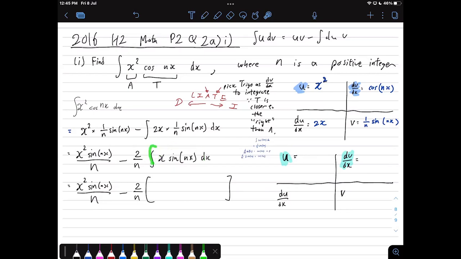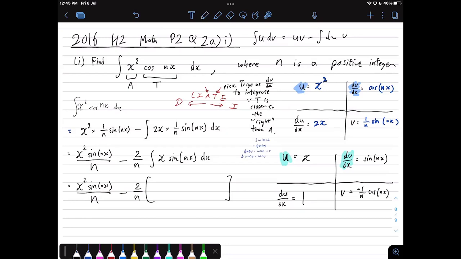Here's your new integral of dx of this guy. The u is x. Then du is the sine nx. Exactly. So what is du by dx? 1. What is v? It's 1 over n negative cosine nx. I'll just put the negative over here. It's the same thing. Yeah, correct.